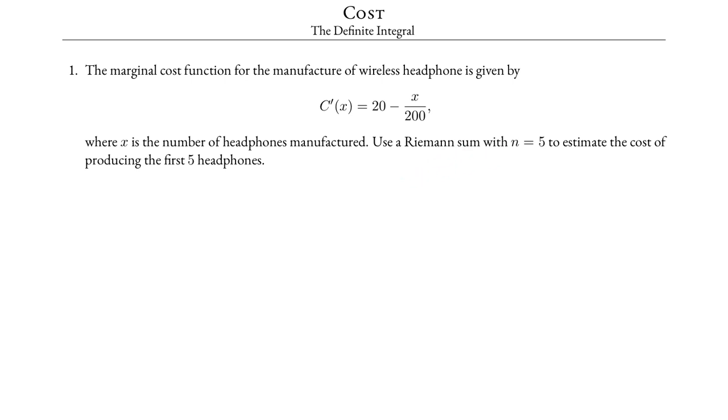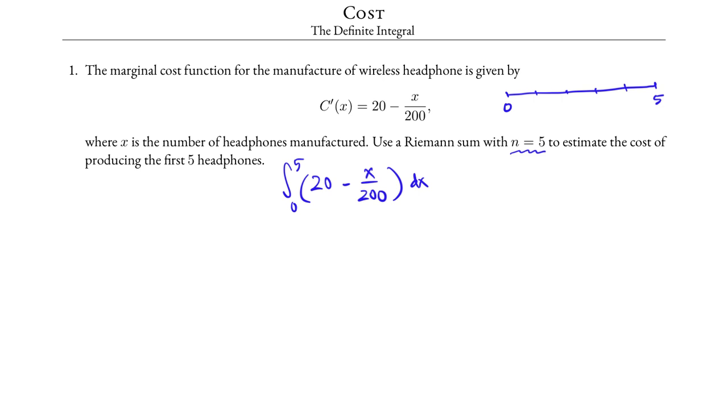For the first 5 headphones, the cost will be the cost of producing from x equals 0 to x equals 5. And since we are to use n equals 5 subdivisions, we divide this interval into 5 subdivisions of equal lengths. The answer will be the integral from 0 to 5 of 20 minus x over 200 dx. So a is 0 and b is 5.